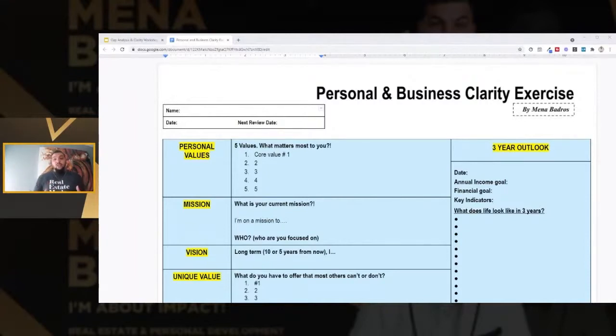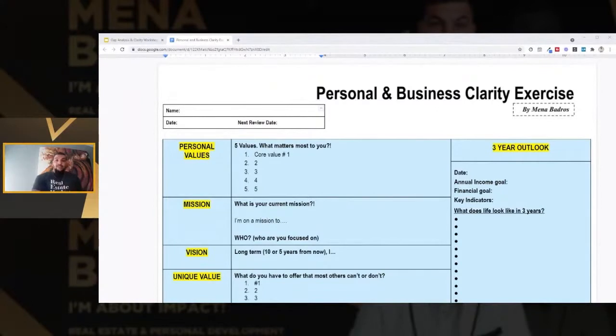So whatever values are important to you, you want to get clear on that, because that's really going to guide you as you conduct yourself on a personal level and on a business level as well. What really matters to you, what you always want to keep top of mind, and what you always want to focus on. It's really important to define your values.